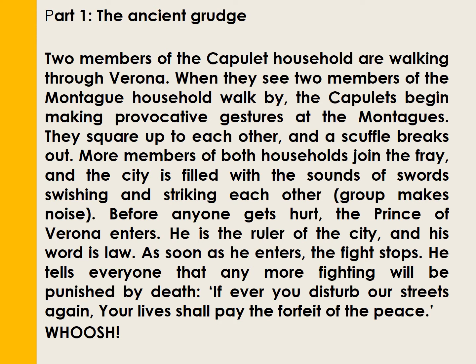Two members of the Capulet household are walking through Verona, when they see two members of the Montague household walk by. The Capulets begin making provocative gestures at the Montagues. One of these provocative gestures, by the way, is to bite their thumb. They square up to each other and a scuffle breaks out. More members of both households join the fray, and the city is filled with the sounds of swords swishing and striking each other. Before anyone gets hurt, the Prince of Verona enters.